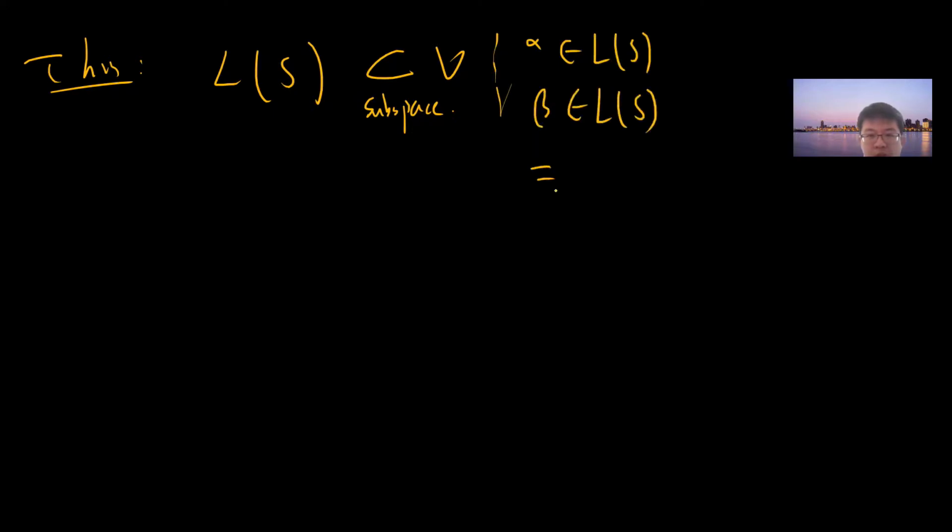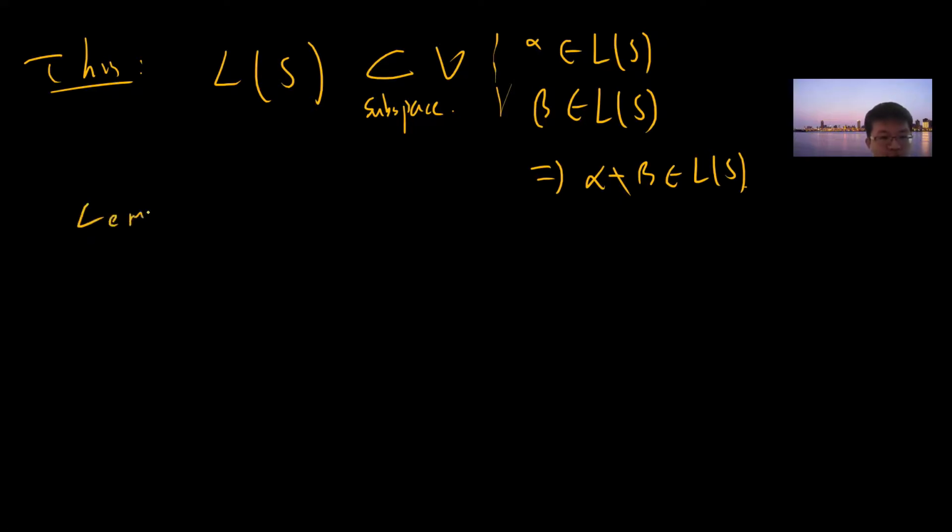Okay, so theorem. It's very easy. The span of S is also a linear subspace of V. Easy to check that the addition of two finite linear combinations will still be in L(S). So basically, you need to check that if alpha is in L(S) and beta is in L(S), then alpha plus beta is in L(S). Also check the constant multiplication in L(S).